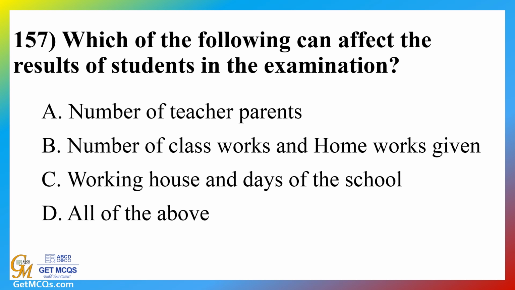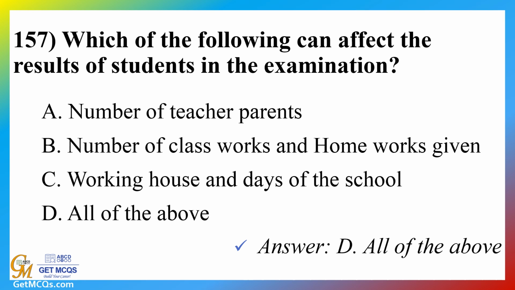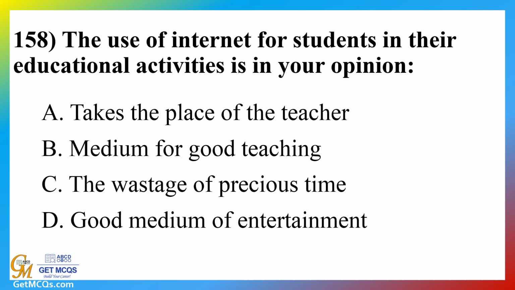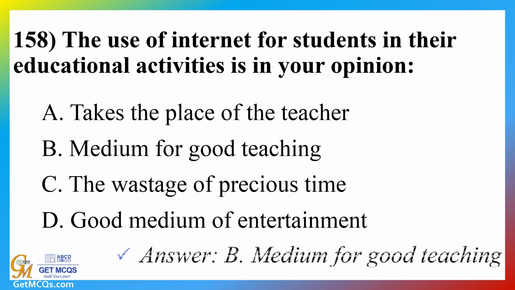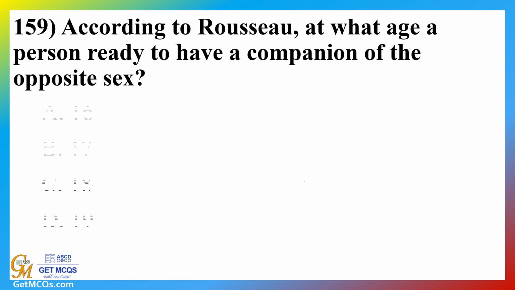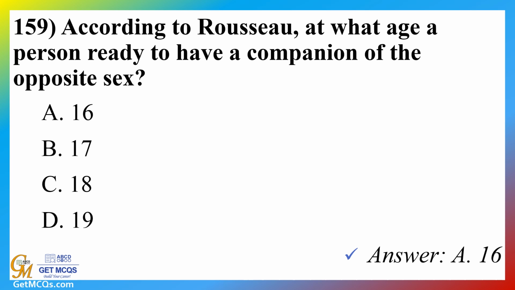157. Which of the following can affect the results of students in the examination? Answer: D. All of the above. 158. The use of Internet for students in their educational activities is, in your opinion? Answer: B. Medium for good teaching. 159. According to Rousseau, at what age a person ready to have a companion of the opposite sex? Answer: A. 16.